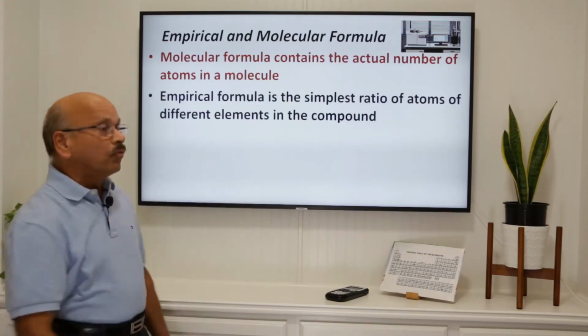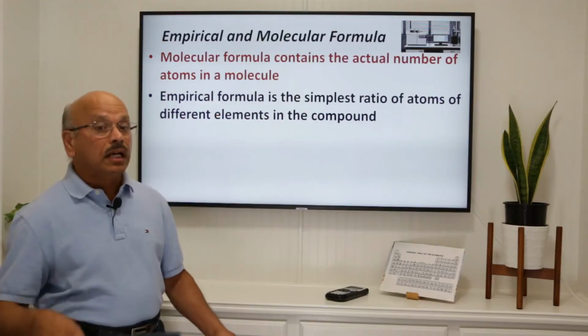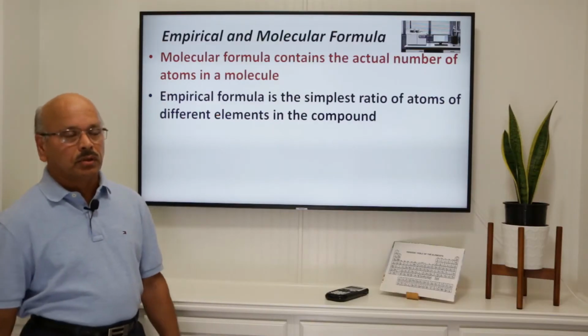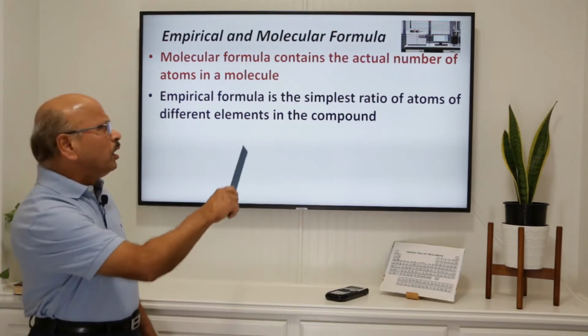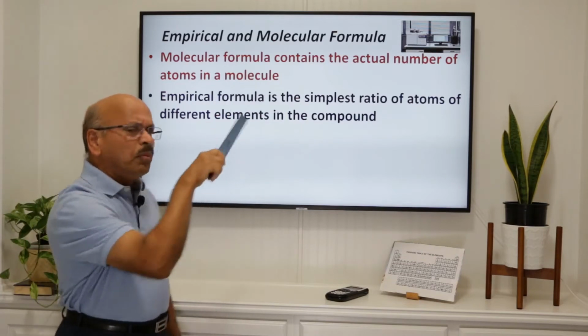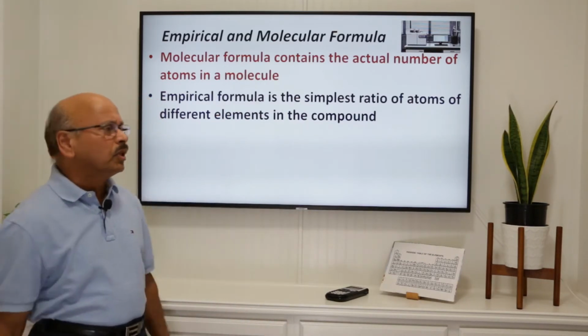While empirical formula is the simplest ratio of atoms of different elements in a compound, it only gives the ratio of atoms. Okay, now what's the relation between these two? Actually, molecular formula is the actual formula which gives you the real number of atoms.